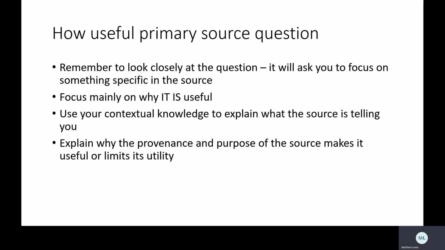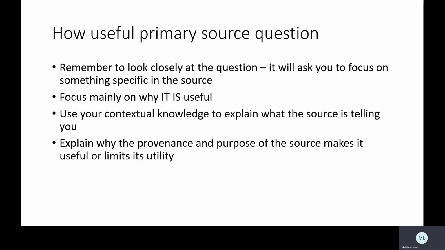So let's look at the first one. The first one is called a how useful question. It is a primary source question: a source from the time you wish to study. Basically, a medieval source or a 19th century source, but it's from the time. First piece of advice, look closely at the question. It will ask you to look for something specific within the source. So that's really important. Underline those key words.